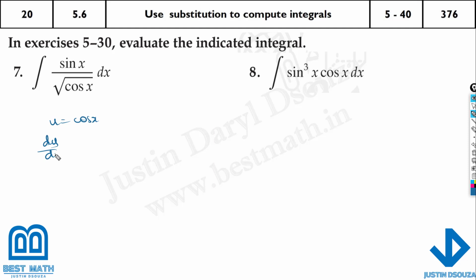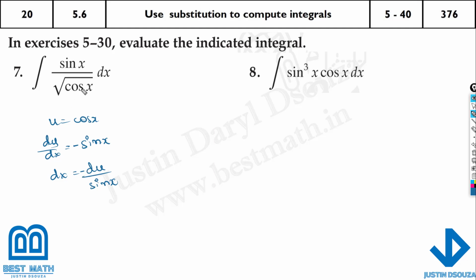du by dx will be equal to sine x. It's positive sine x. Oh, sorry, it is minus sine x, my bad. It's derivative, it's not integration. So remember about these. I get confused when I'm doing integration. I know integration of cosine is positive sine, but derivation of cosine is minus sine. And now we have to write it as dx, so dx would be equal to du divided by sine x. Don't forget the sign, it's negative.